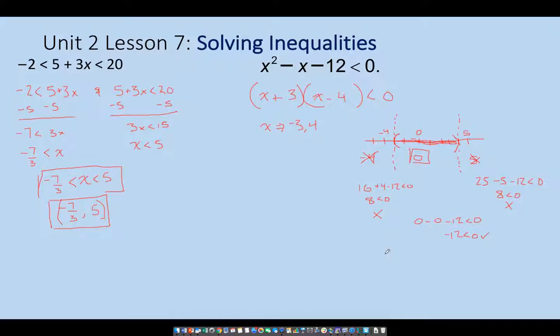So if I were to write my solutions, I'd say, all right, x is going to be in between negative 3 and positive 4. If I put it in interval notation, again, it's going to have smooth brackets. And there it is.